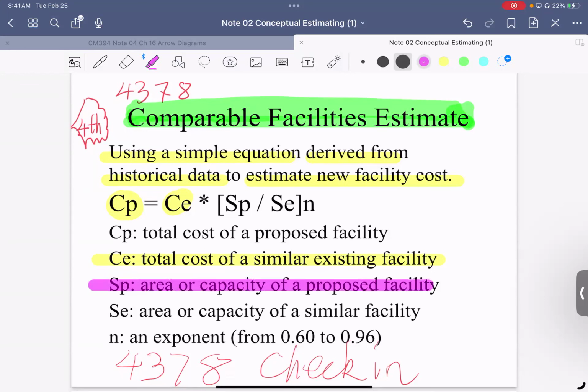Then we have SE. SE is the size, which can be a volume unit, or an area unit, or also a room unit, like how many rooms or how many hospital beds you have. So it is the area or capacity of a similar facility. Then we have an exponent, which is N. This N is not the year difference; it is the exponent.